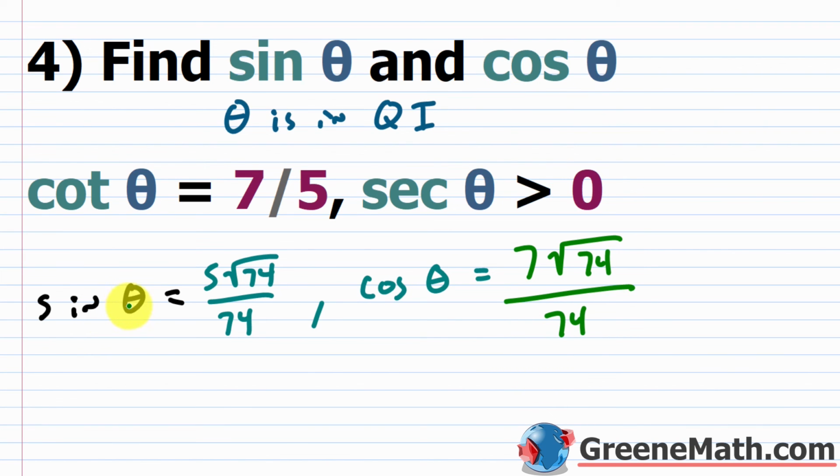So your sine of theta is going to be equal to 5 times square root of 74 over 74. And your cosine of theta is going to be equal to 7 times the square root of 74 over 74.